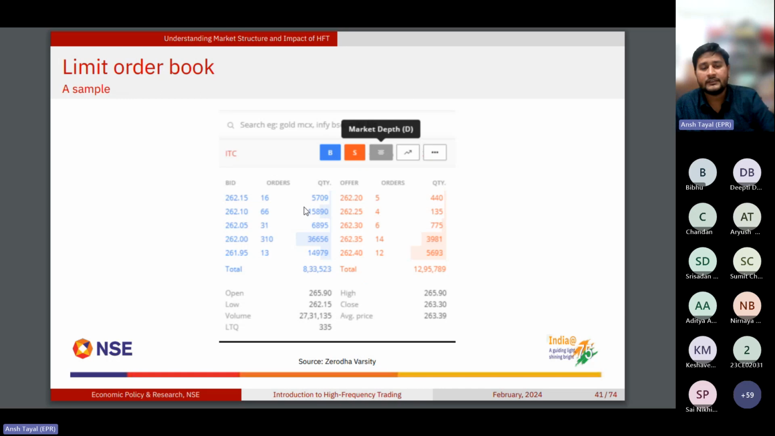Now this is a screenshot of how it looks in reality on your broking platforms. This is the order book for ITC: bid, orders, quantity, then offer. If you see, this is also price time priority, higher to lower for the buy side and lower to higher for the sell side. Any questions on this? Because this is the core of trading. This is what happens in the background at the exchange whenever anyone places an order. All the orders get matched at one place only, irrespective of what type of investor it is.